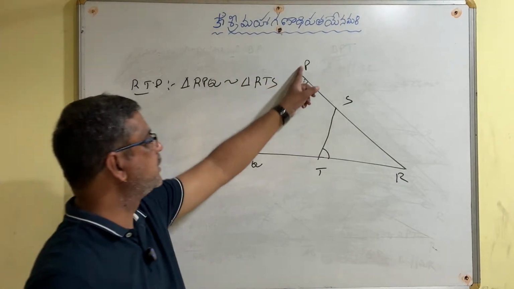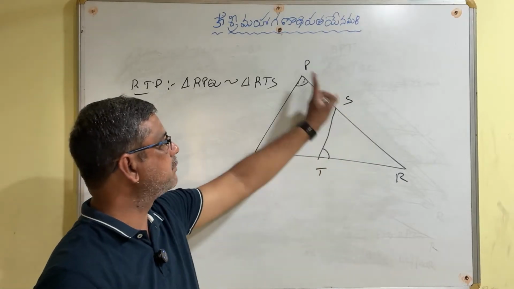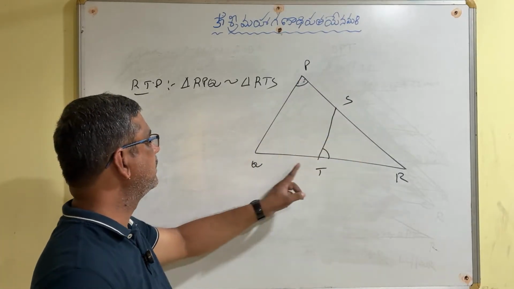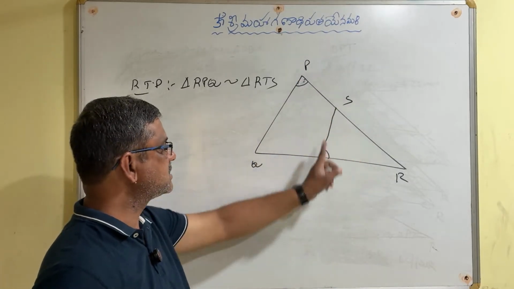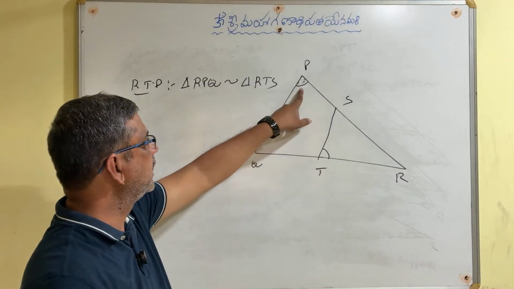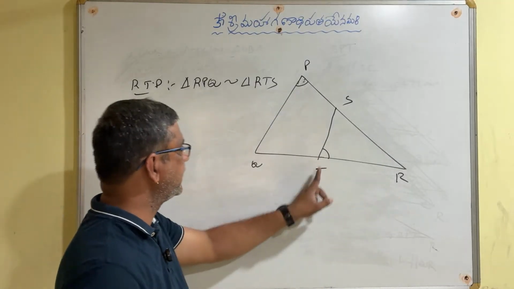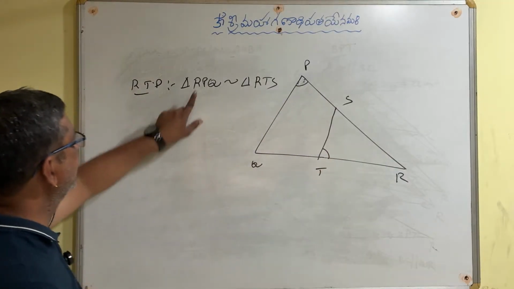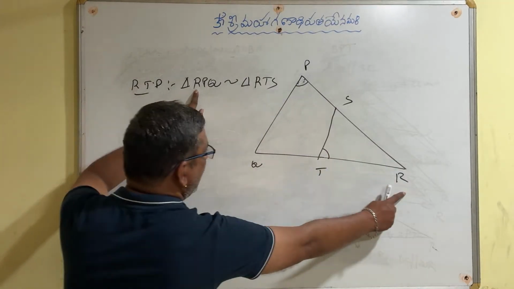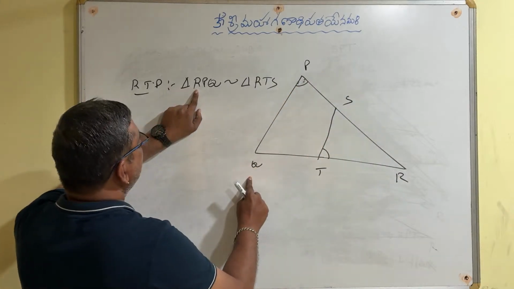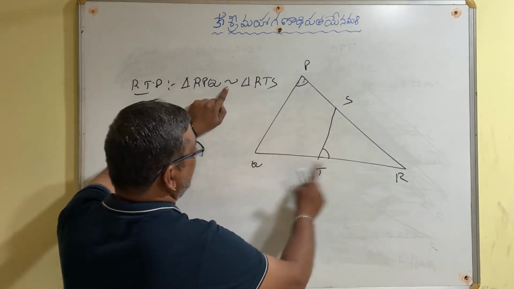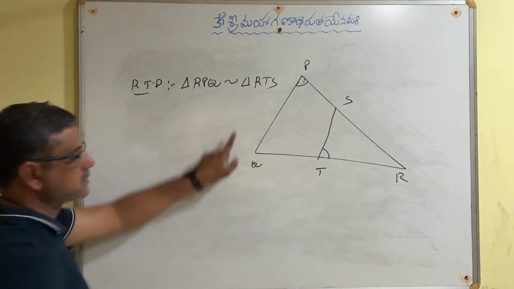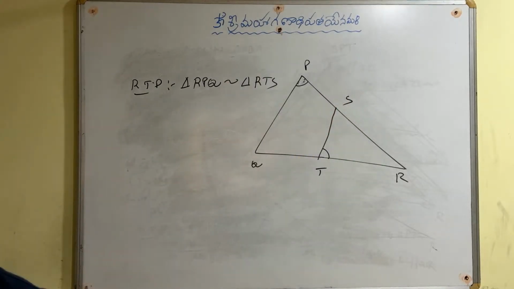There is a triangle PQR, S is on PR, T is on QR, ST is joined, angle P is equal to angle RTS. These two angles are equal. And we need to prove triangle RPQ is similar to triangle RTS. How are they similar? By which criteria?